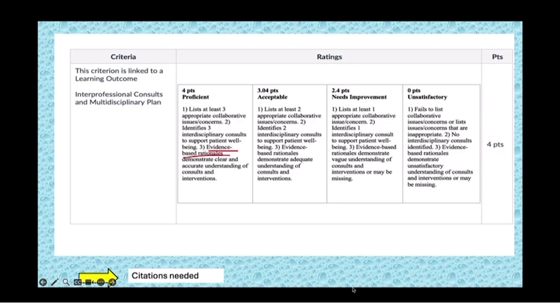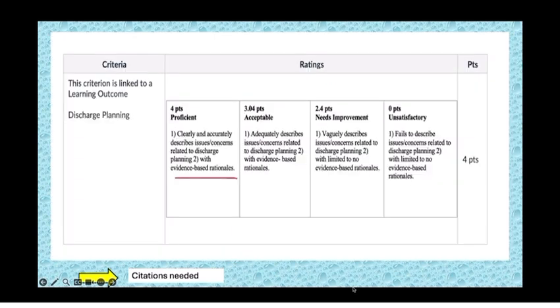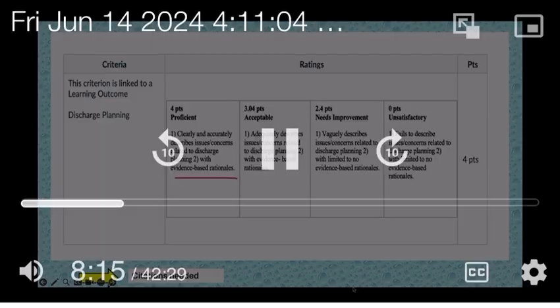So this could be, in the world of OB, a lactation consult, or a consult with a social worker, especially if mom has a history of anxiety or depression, or maybe she's not coping, had a difficult labor and delivery and is not coping too well. Those are some examples of interdisciplinary consults. All right. Discharge planning: clearly and accurately describe issues and concerns related to discharge planning.